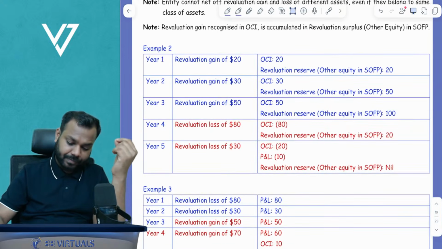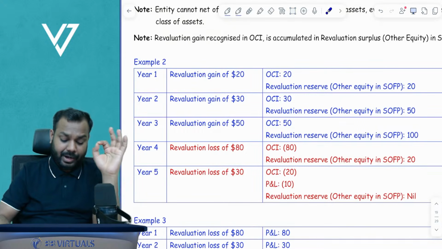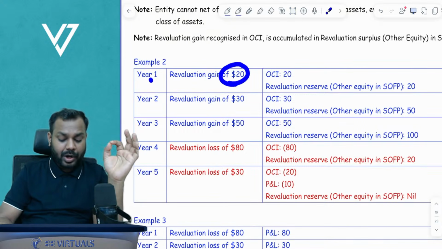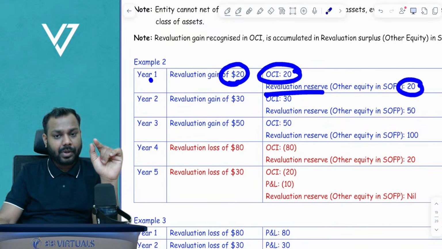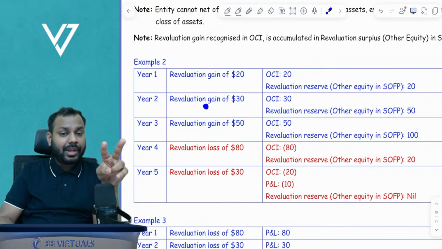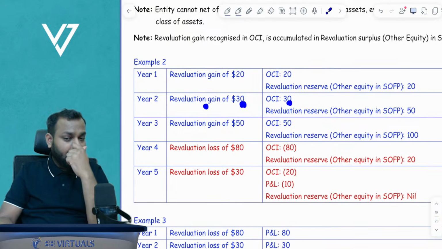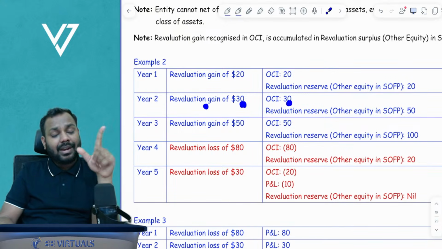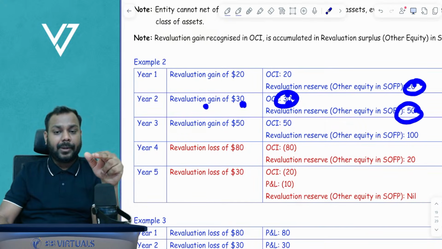See here. First time you did a revaluation gain of $20. Where will you record it? OCI, 20. Where will you accumulate it? Revaluation reserve, 20. Now, year 2, again you got a revaluation gain of 30. So what will you record in OCI? 30. But where will you accumulate it? Revaluation reserve. So what will be the balance of the revaluation reserve? 20 plus 30, it will become 50.